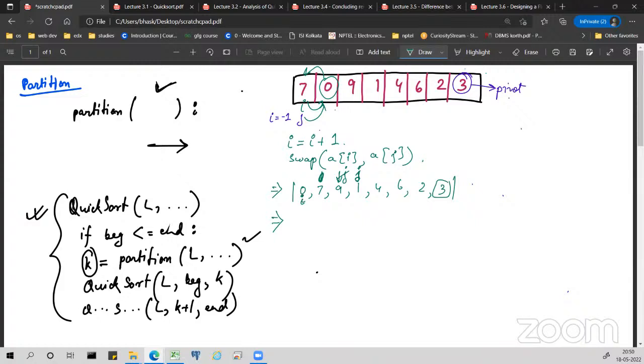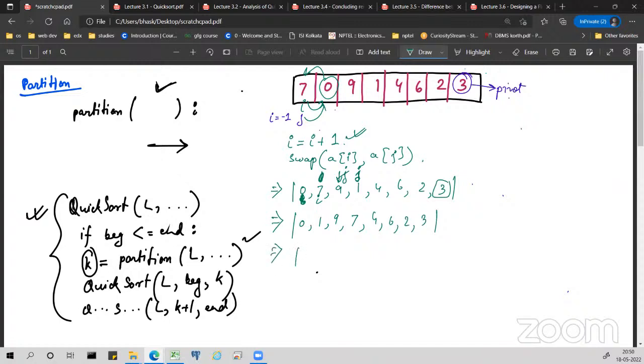Fine. Now, when you see that 1 is lesser than 3, you remember this code? Again, you do I equal to I plus 1 because you have to swap. So now I moves over here at 7. Fine. And you swap I with J. So your array now becomes 0, 1, 9 remains at its position, 7 comes over here, 4, 6, 2, 3. Fine.